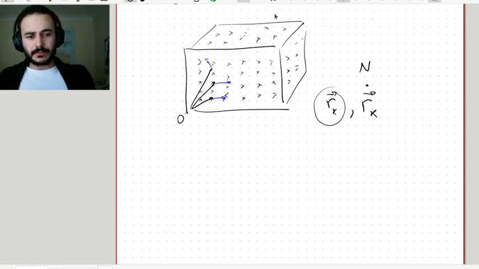So the number of atoms or molecules that there could be in a macroscopic piece of material like this is of the order of 10^24, like an Avogadro number.